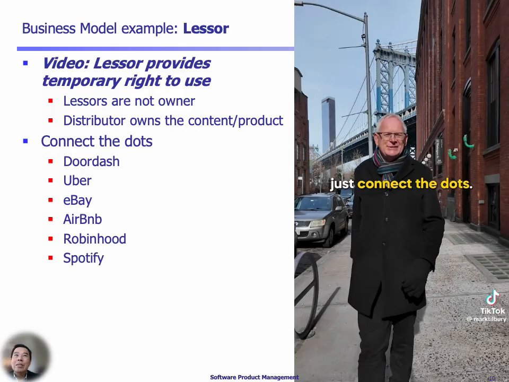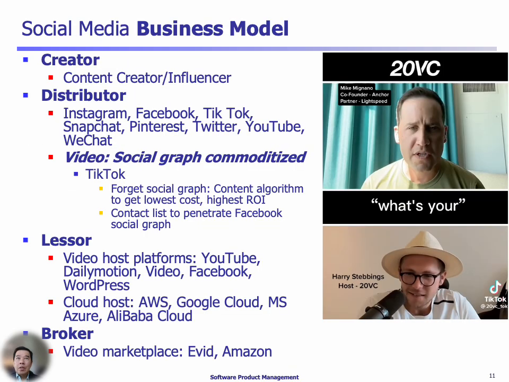So here you can see you don't even have to have license to own the creation. You don't have to be the creator. You can be the leaser. You can be the one who provides the temporary rights to use the system by being the distributor itself, the DoorDash, the Uber, the eBay, the Airbnb, the Robinhood, and the Spotify. Let's take a step back and look at the 4 archetypes: the creator, distributor, leaser, and broker.